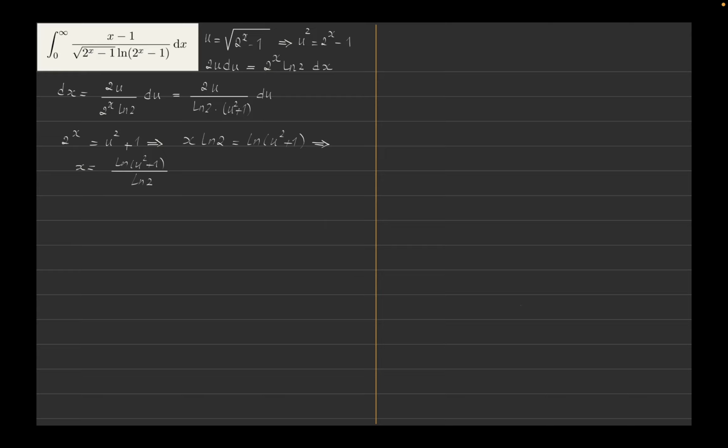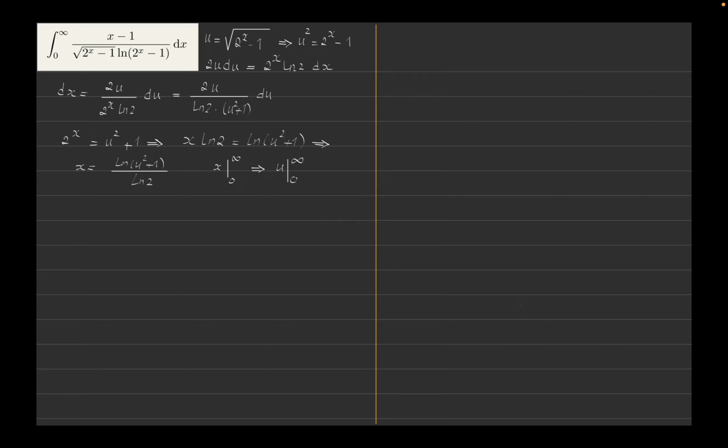The next thing I have to take care of is the new limits for my new variable. So x, according to the problem, goes from 0 to infinity. This would then imply that u goes from, if x is 0, I put 0 here. So 2 to the 0 is 1. 1 minus 1 is 0. Square root of 0 is 0. So again, u becomes 0. And of course, if x is infinity, then 2 to the infinity becomes infinity. So coincidentally, the limits are left intact.